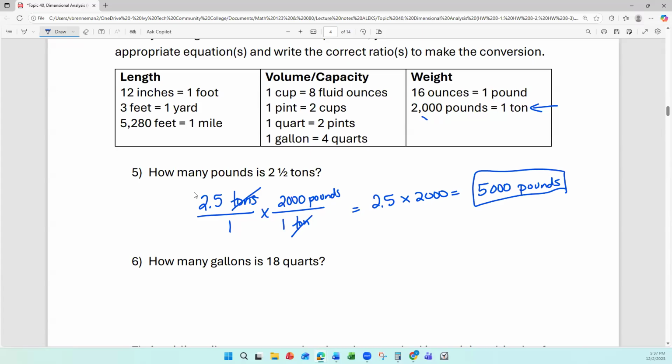How many gallons is 18 quarts? I start with the 18 quarts over 1. And then I look for a conversion factor that has quarts. So I have quarts to pints, quarts to gallons. I want to go to gallons, so I will use this one. 1 gallon equals 4 quarts. So put the 4 quarts on the bottom and the 1 gallon on top. The quart units cancel, and this tells me to take 18 divided by 4, which is going to be 4.5 gallons.